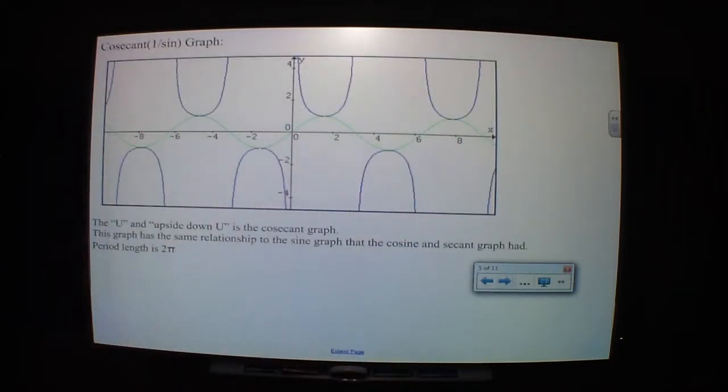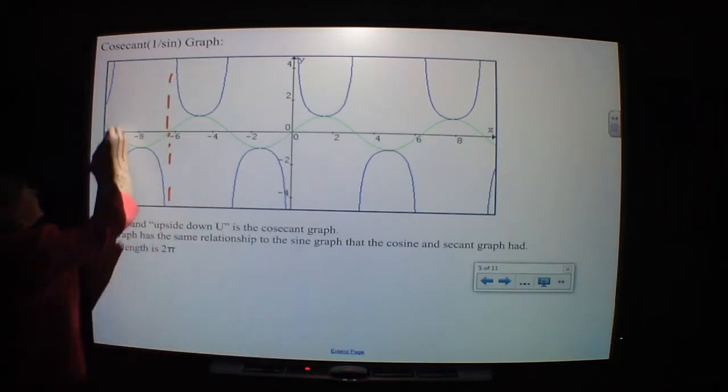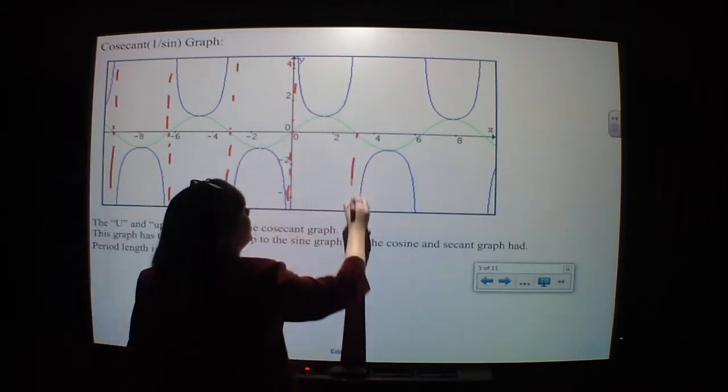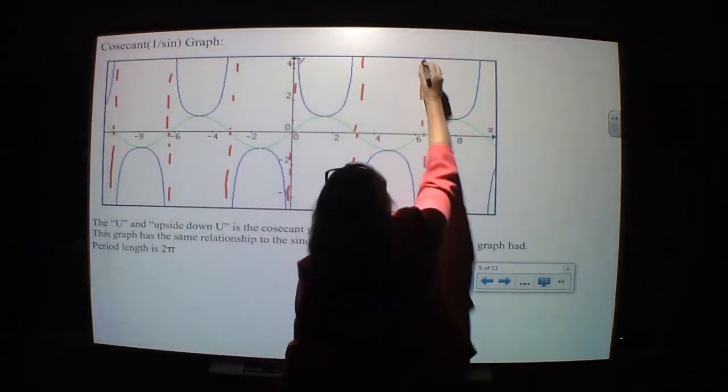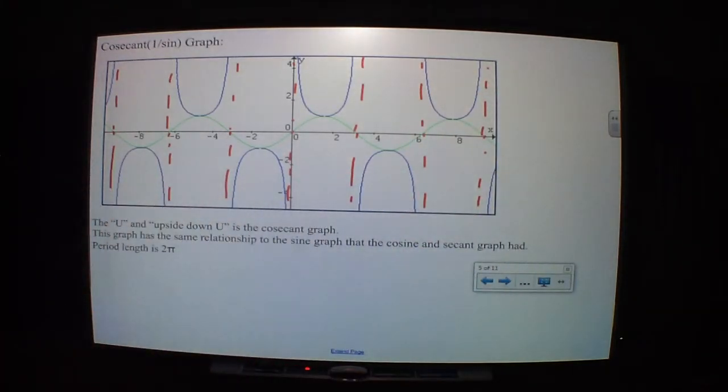And if you were going to graph cosecant, same idea, except since cosecant's a reciprocal of sine, you would graph the sine curve, which is the green one there, and then wherever there's a 0 for sine, it's an asymptote. So there's my asymptotes. Okay? And then whenever there's a max, you would do a u. Where there's a min, you do the upside down u. Period again is 2 pi for the cosecant. And you can pick up your calculator and graph it.